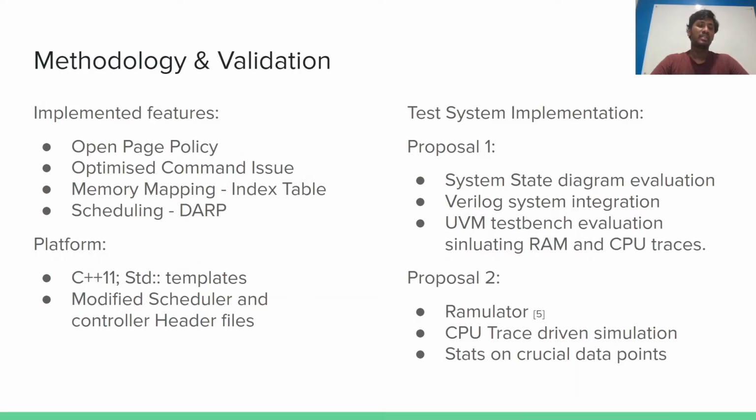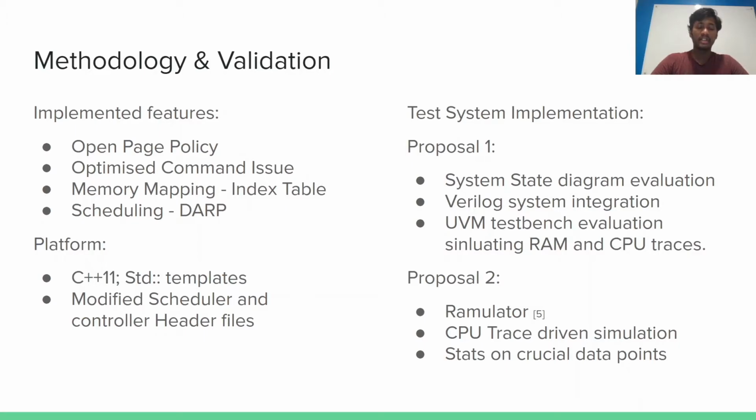So the implemented features are the open page policy, the optimized command issue system, the memory mapped indexing table, and a scheduling algorithm called DARP. What are they? The open page policy helps minimize row misses, while the optimized command issue makes sure that the refresh and write commands are interleaved.